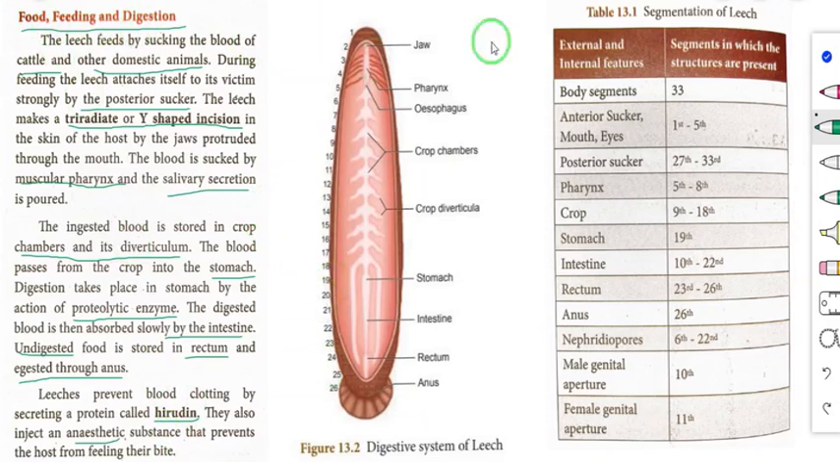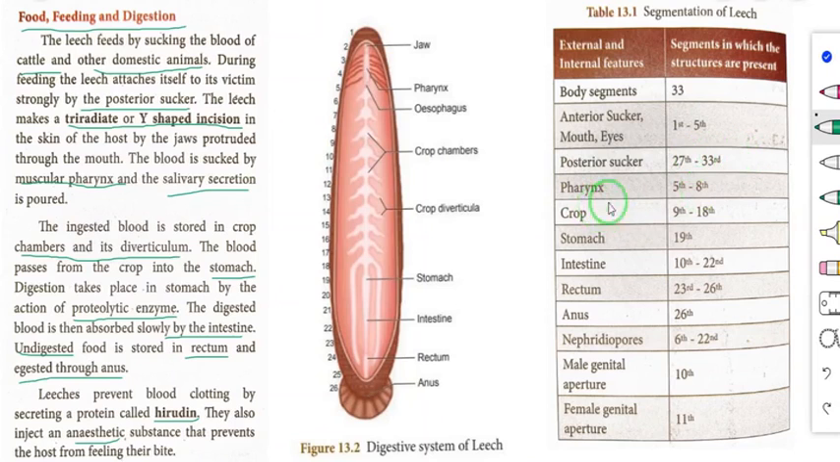The next one is segmentation of leech. External and internal features, the segments in which the structures are present. Body segments: totally 33 segments are present, as we have already seen. The anterior sucker, mouth and eyes are located in the first to fifth segment. Posterior sucker, 27th to 33rd, the last.